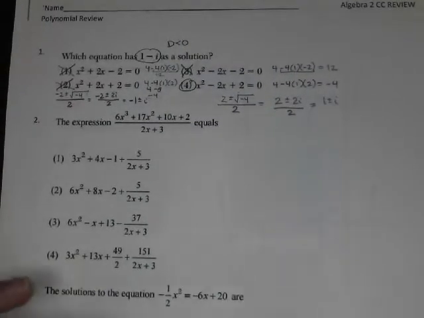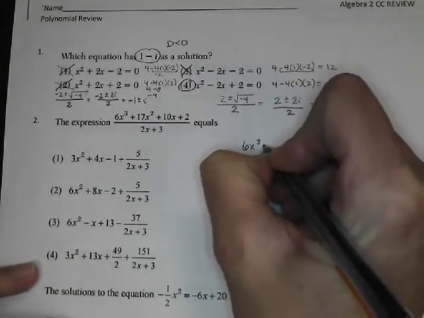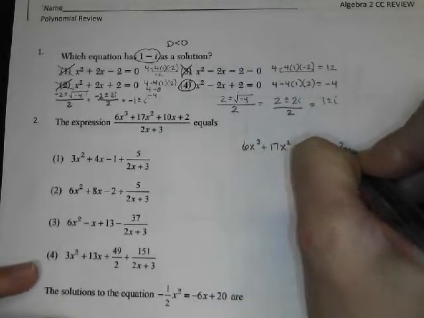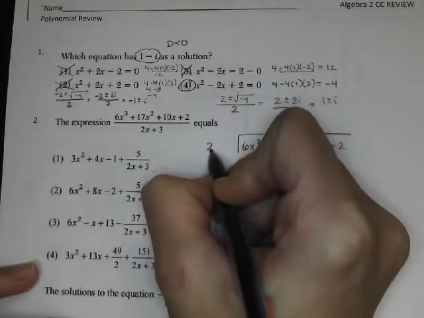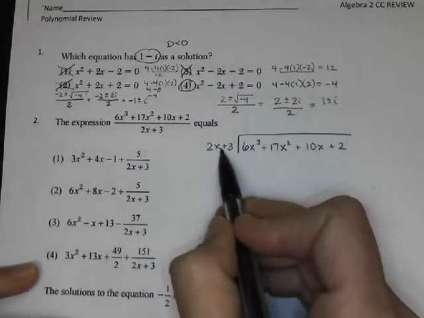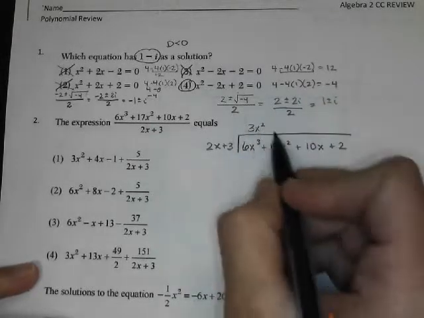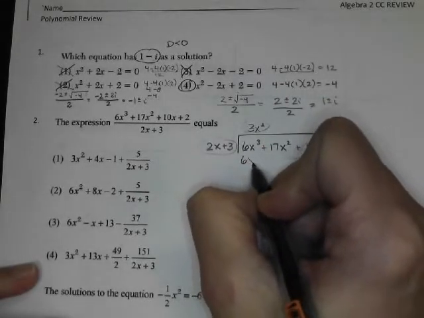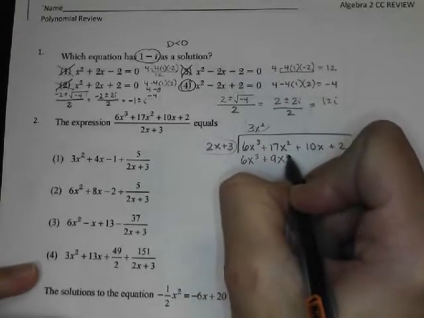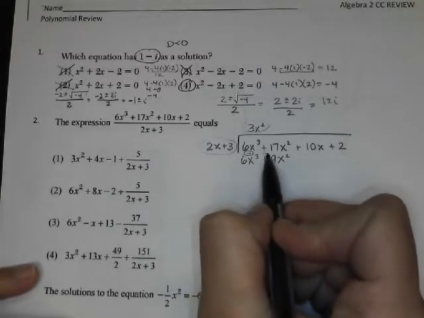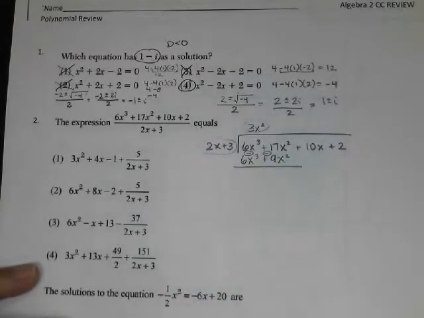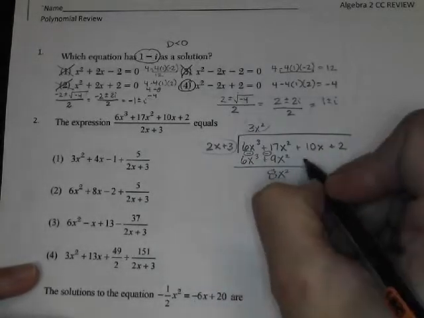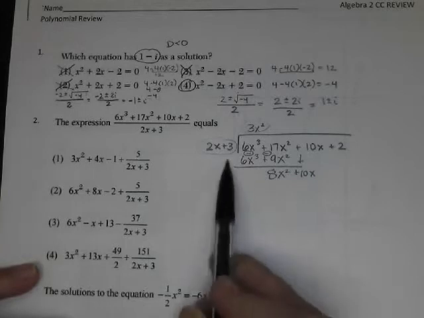On the next one, number 2, is just straightforward long division. This one doesn't skip any terms, but if it did, I would need to fill in a 0x. And I'm dividing out 2x plus 3, so 2x times 3x squared will give me 6x cubed. Multiply this by that, line it up. And then here's the big part, subtraction and subtraction. So that should cancel, and 17 minus 9 is 8x squared. Bring down my plus 10x, repeat.